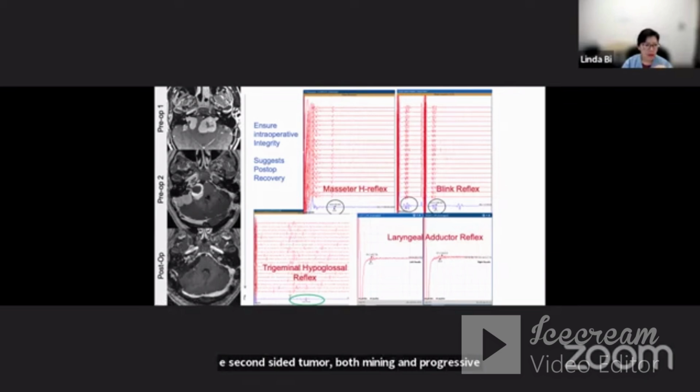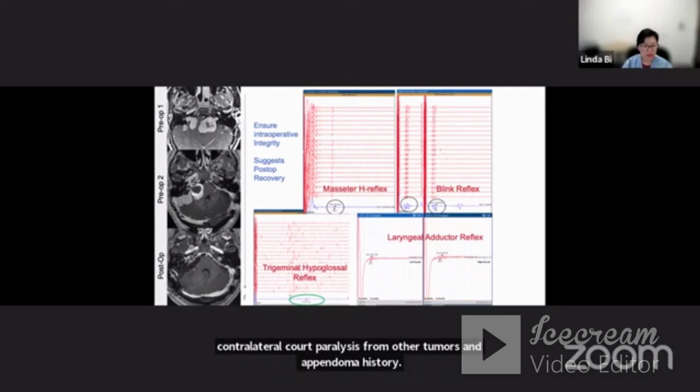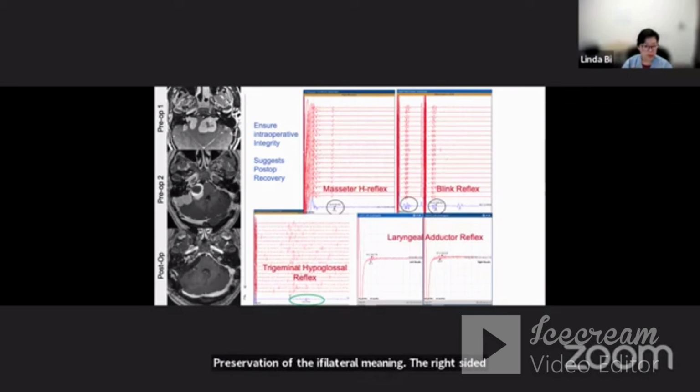And so for her, already having a contralateral vocal cord paralysis from other tumors and an ependymoma history, preservation of the ipsilateral, meaning the right-sided, lower cranial nerves became paramount in her surgery. Monitoring all of the brainstem reflexes that focus on the lower cranial nerves, including the laryngeal adductor reflex, the trigeminal hypoglossal reflex, as well as the EMGs for the lower cranial nerves, really became key.